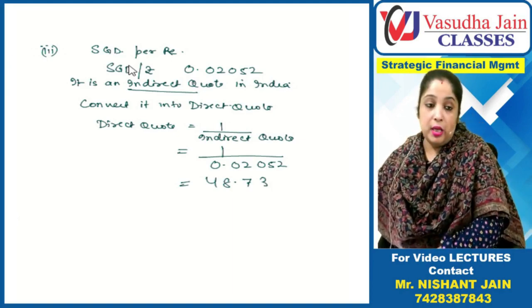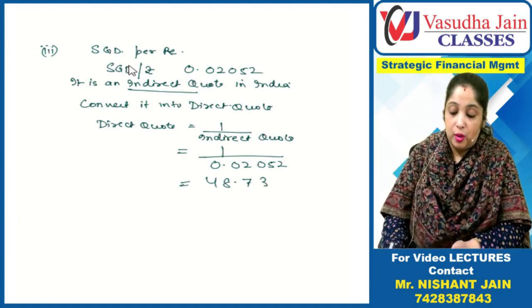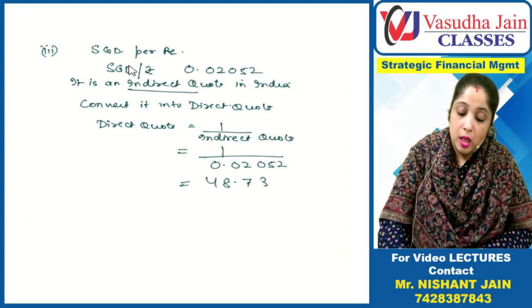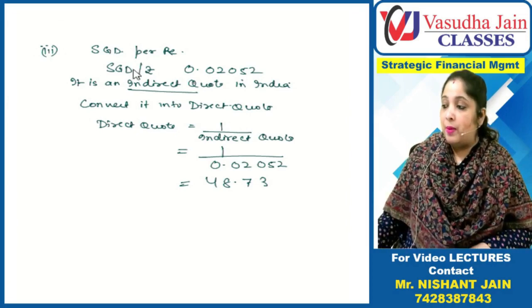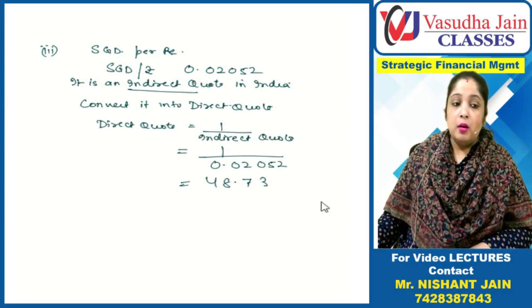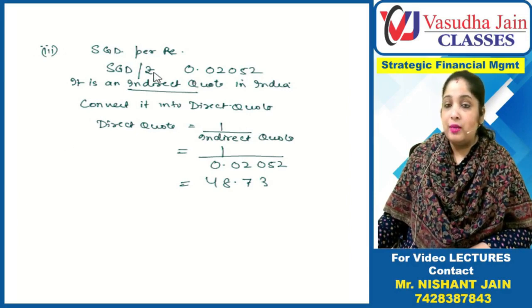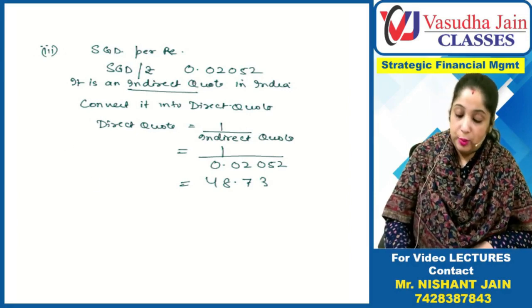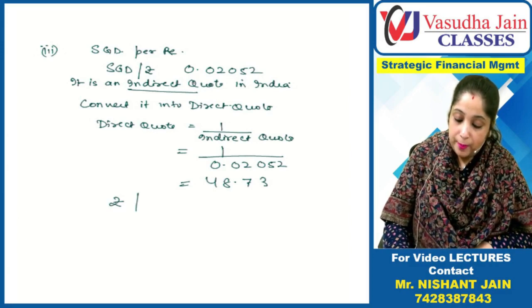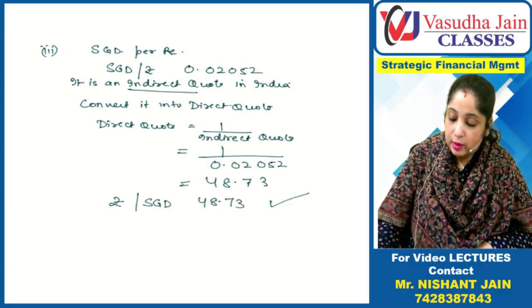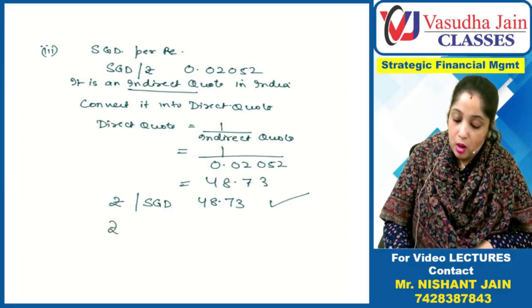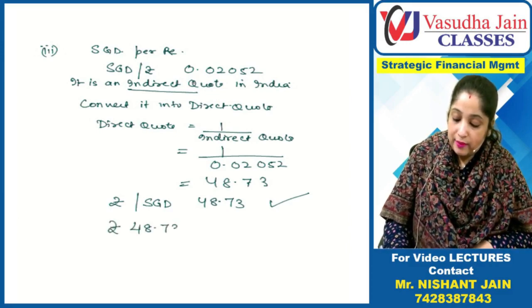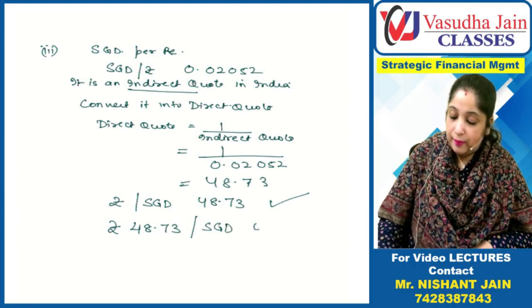Do not leave the question here. Write this quotation properly. Now the price currency will become your commodity currency and the commodity currency will become your price currency. So now rupees per SGD is 48.73. This is also a correct way of expressing it: rupees 48.73 per SGD.